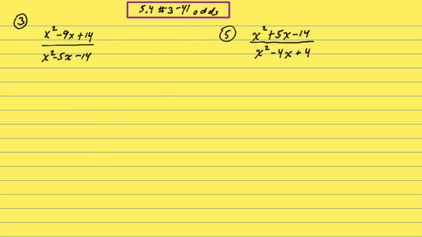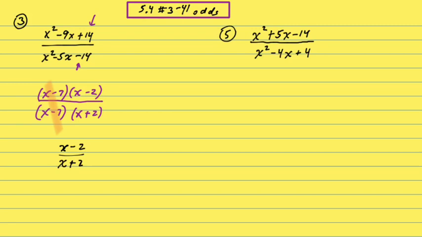Okay, we're doing numbers 3 to 41 odds. 3 and 5 are matching. So I want factors of 14 that add to negative 9. I think negative 7 and negative 2 multiply to 14 but add to negative 9. Also, x minus 7 and x plus 2 multiply to negative 14 but add to negative 5. Those would cancel, leaving me an answer of x minus 2 divided by x plus 2.